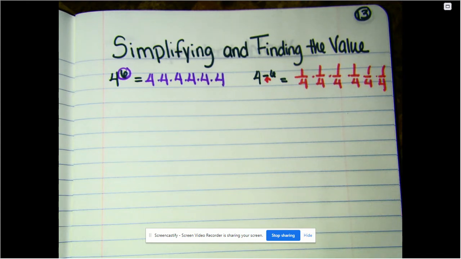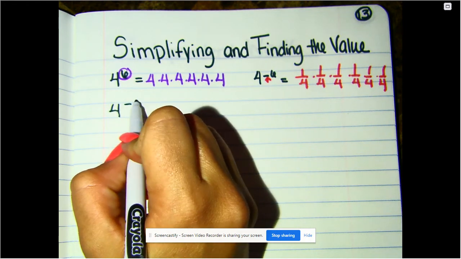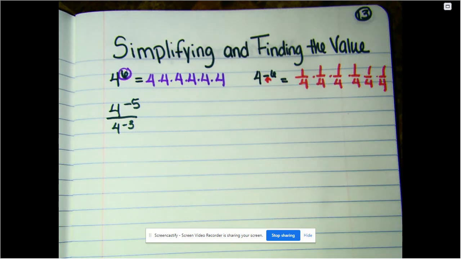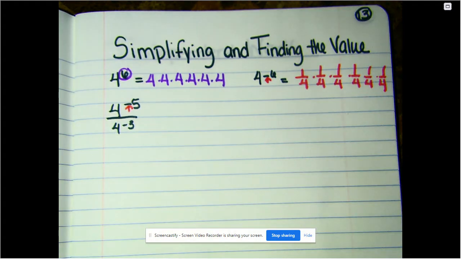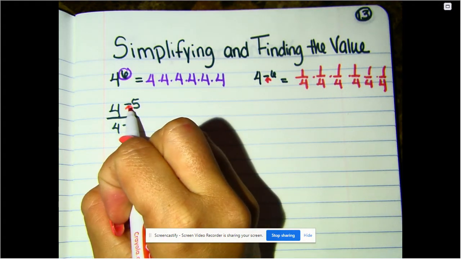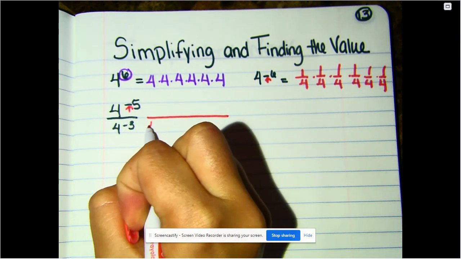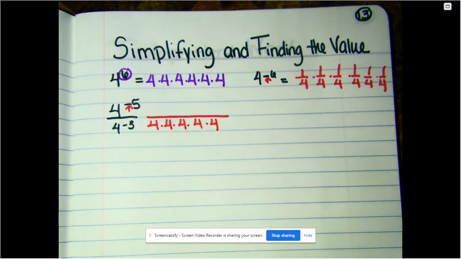Okay, then we also looked at dividing with negatives. So let's say we had 4 to the negative 5th power divided by 4 to the negative 3rd power. Okay, so with that being said, in this particular case, we're going to look at this negative sign right here as the opposite. So we're going to do the opposite of multiplying by 4 5 times, and that would be dividing by 4 5 times. 1, 2, 3, 4, 5.